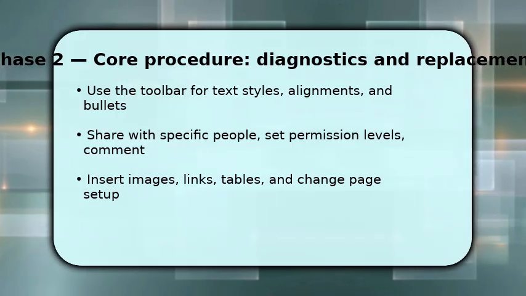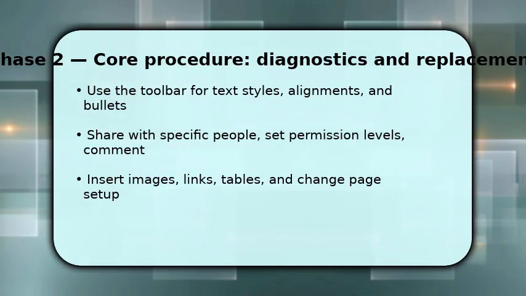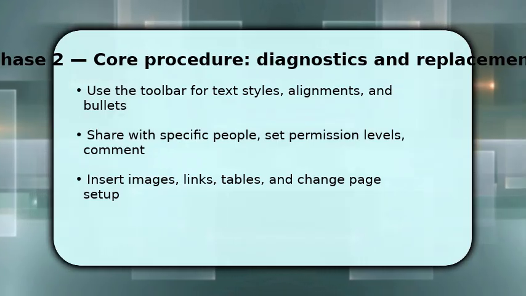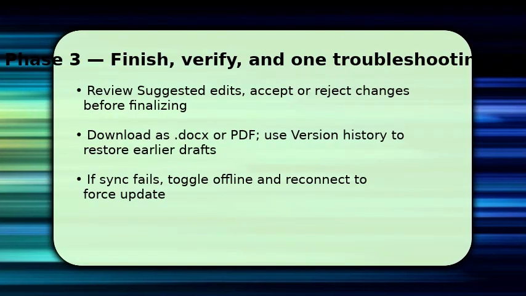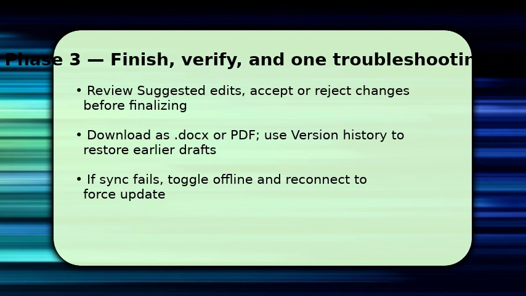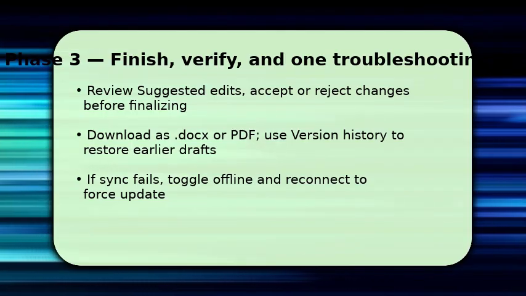Also, check page setup for margins and orientation, so the final file prints correctly. You finalize by reviewing suggested edits and accepting or rejecting each change so the document reads cleanly. Then use version history to confirm the right draft or restore an earlier state if needed. When ready to share outside Google, download as Word or PDF from the menu.